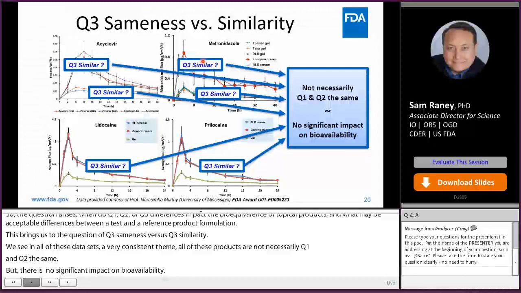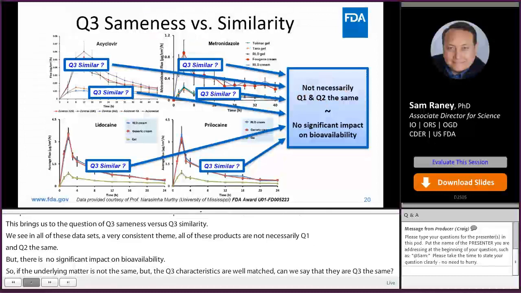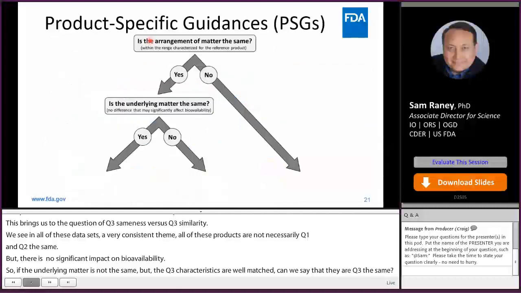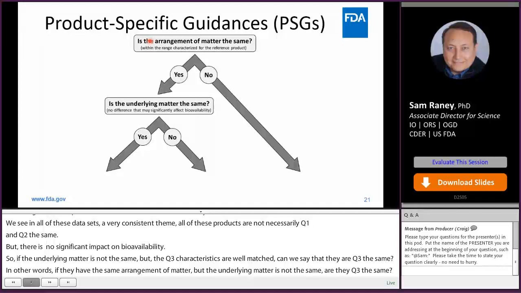In other words, if they have the same arrangement of matter, but the underlying matter is not the same, are they Q3 the same? Well, I think this inspires us to think about a slightly different conceptual framework for the way we think about Q3 characterization, and particularly as it applies to the characterization-based bioequivalence recommendations in our product-specific guidances. So allow me to walk you through a novel way to look at this paradigm.